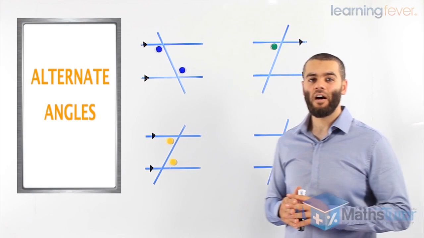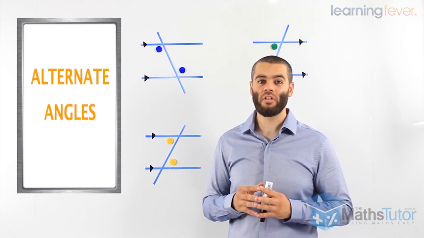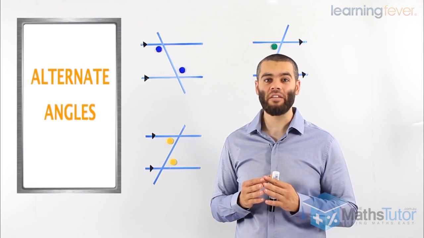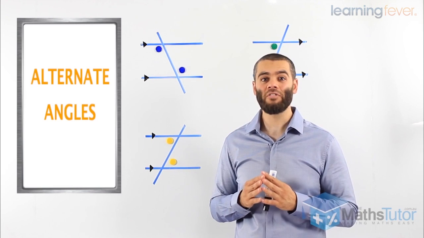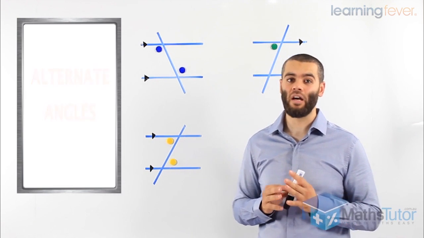Okay guys, I'm going to show you how to identify and locate alternate angles. What are alternate angles? Alternate angles are created when we have parallel lines that are intersected by a transversal. A transversal is a line that crosses them and intersects both parallel lines.